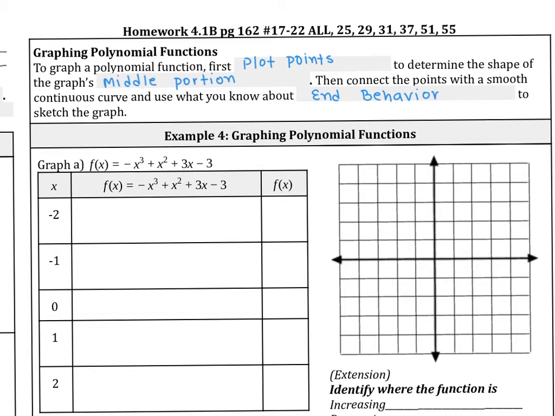Chapter 4.1, Day 2, Graphing Polynomial Functions. To graph a polynomial function, first plot points to determine the shape of the graph's middle portion, then connect the points with a smooth, continuous curve and use what you know about end behavior to sketch the graph.